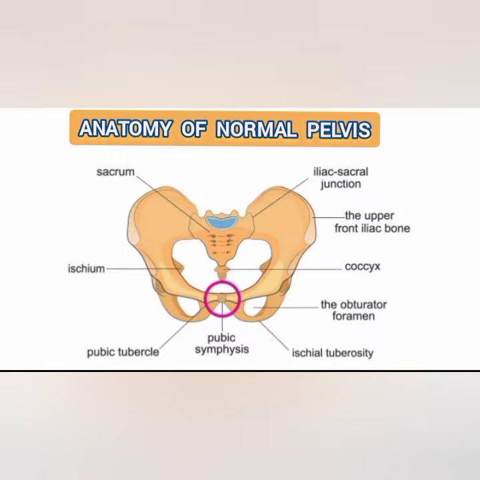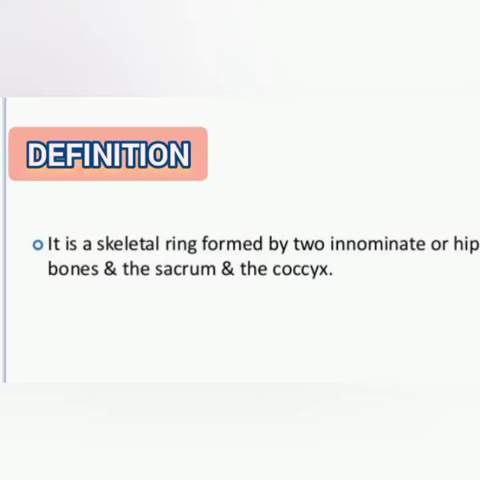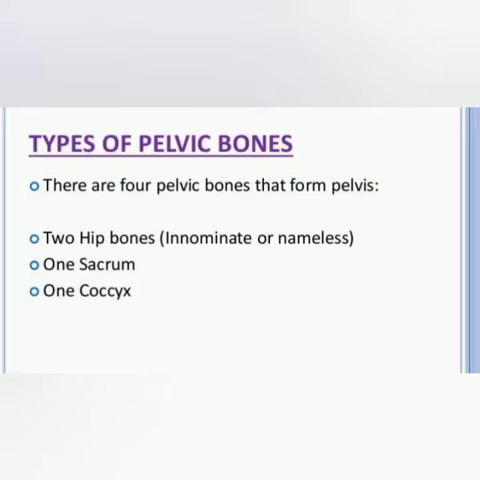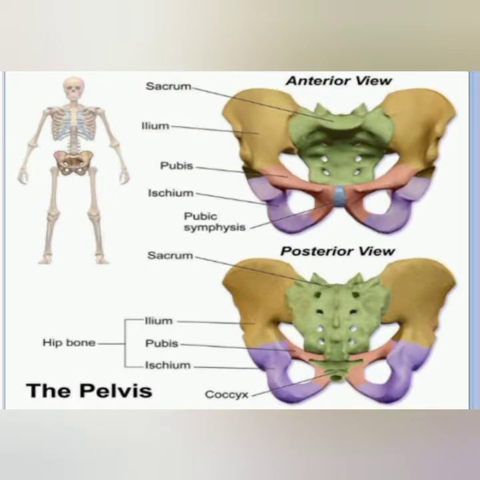Pelvis is an important part of skeletal system. It transmits the weight of the trunk to the legs. It takes the weight of the sitting body as well. Now coming for the definition, pelvis is a skeletal ring formed by two innominate bones or hip bones and the sacrum and the coccyx. The types of pelvic bones: there are four pelvic bones that form the pelvis, two hip bones, one sacrum, one coccyx. This is the diagram showing the normal pelvis, both anterior view and the posterior view.